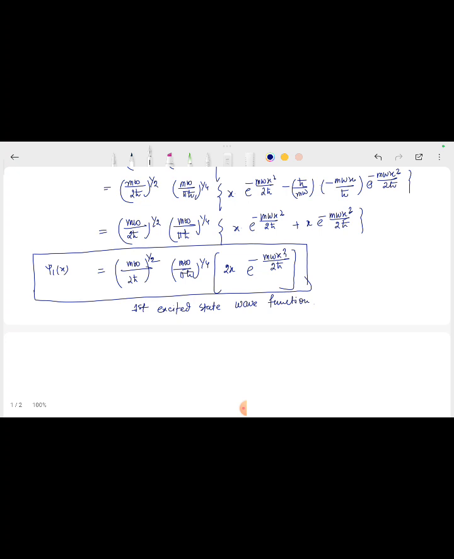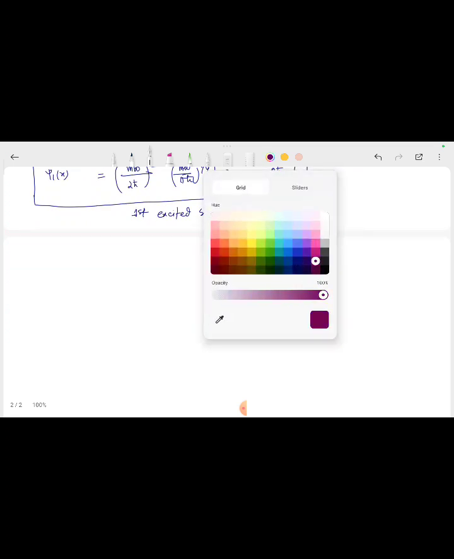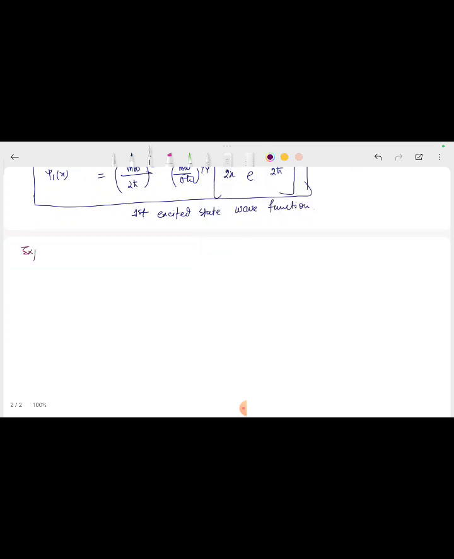Let's take a heading: expressions of eigenfunctions in terms of Hermite polynomials.